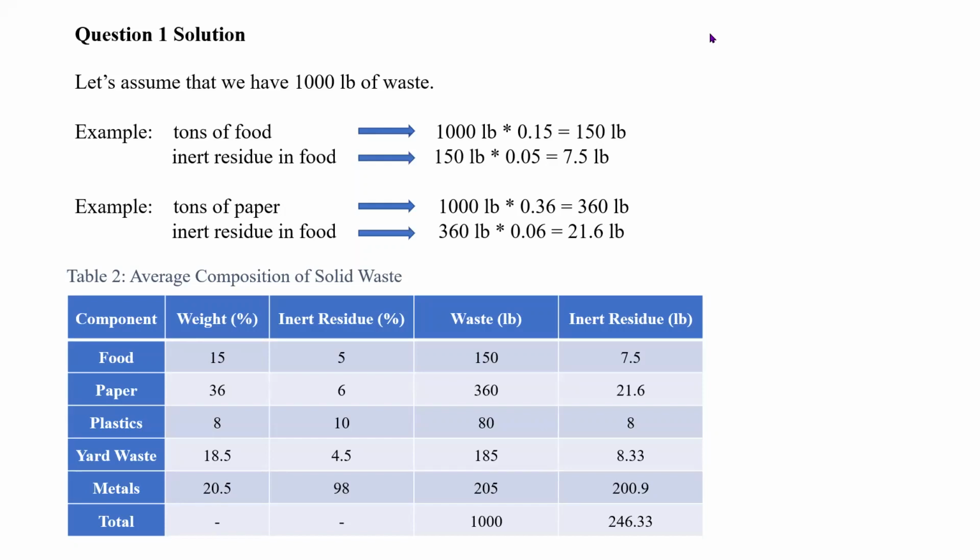After we estimate all inert residues one by one, we can find the total inert residue mass by adding them together. And this number is equal to 246.33 pounds. Up to now, we found the quantity and the composition of our inert residue. The next step will be the calculation of the volume reduction of our waste.